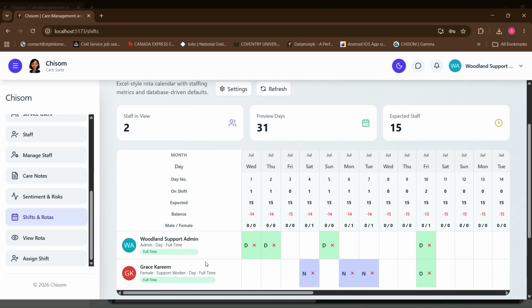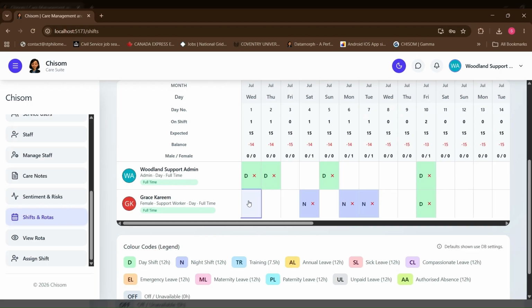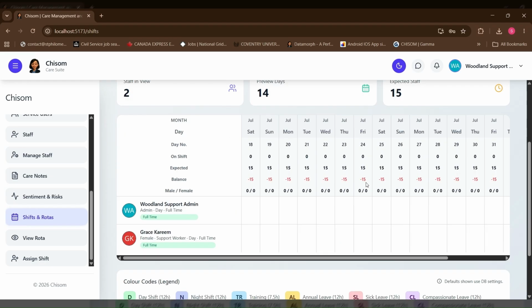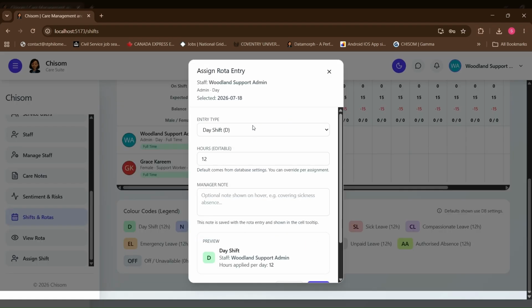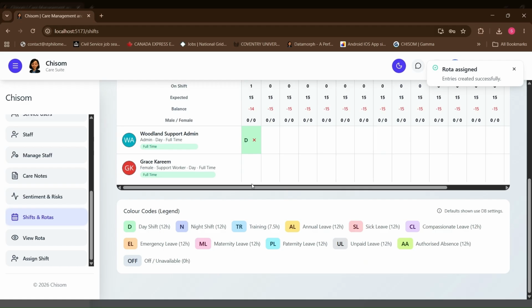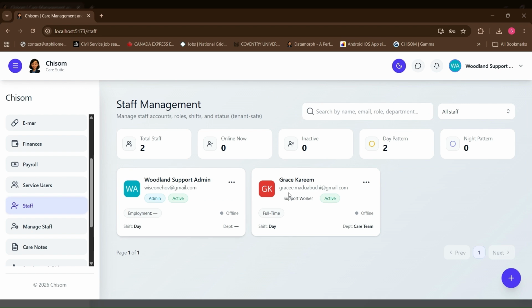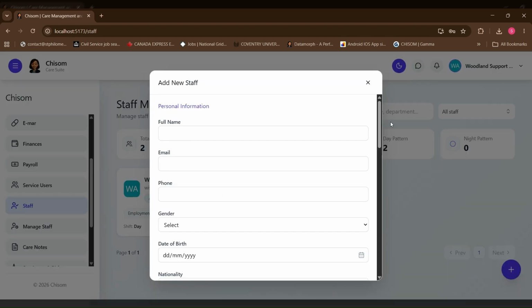So now, let's create a shift for today. Today is 18th, right? So I come over here to the 18th. So let's say there's a day shift here, and then there's a day shift here. So these are the two staff on duty today. So I'm assigning both staff. The reason why there are only two staff here is because if you go to staff, I've created only two staff. So you can always create more staff.